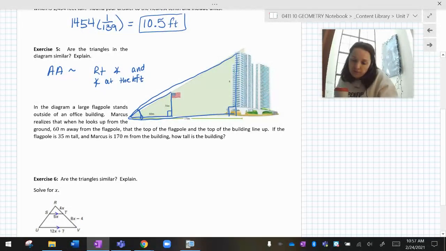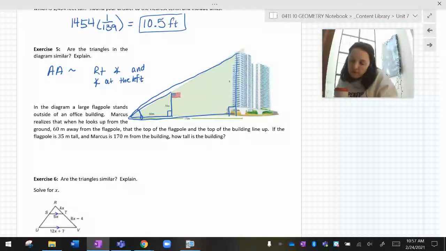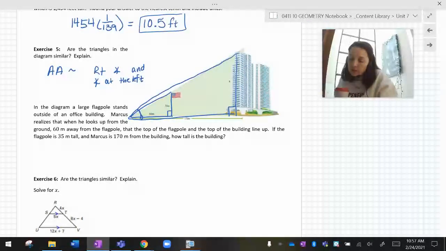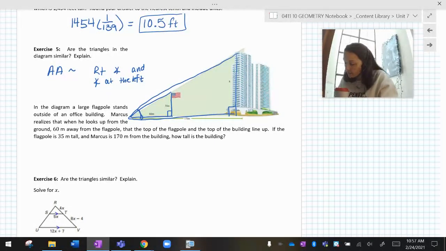In the diagram, the large flagpole stands outside of an office building. Marcus realizes when he looks up, the top of the flagpole and the top of the building line up. If the flagpole is 35 meters tall, and Marcus is 170 meters from the building, how tall is the building?